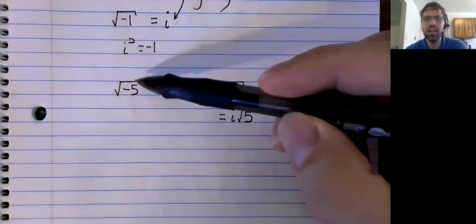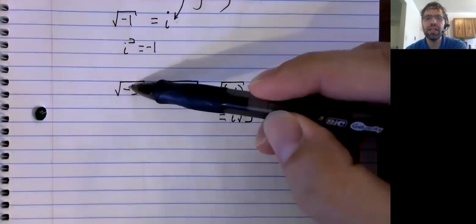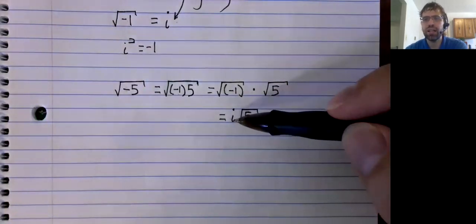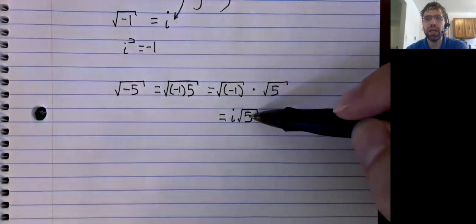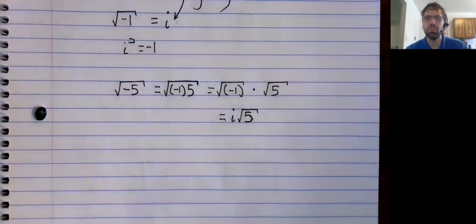And in terms of this class, this is really the only algebraic skill we need. We need to be able to take the square root of a negative number and rewrite it as the imaginary unit times the square root of a positive number.